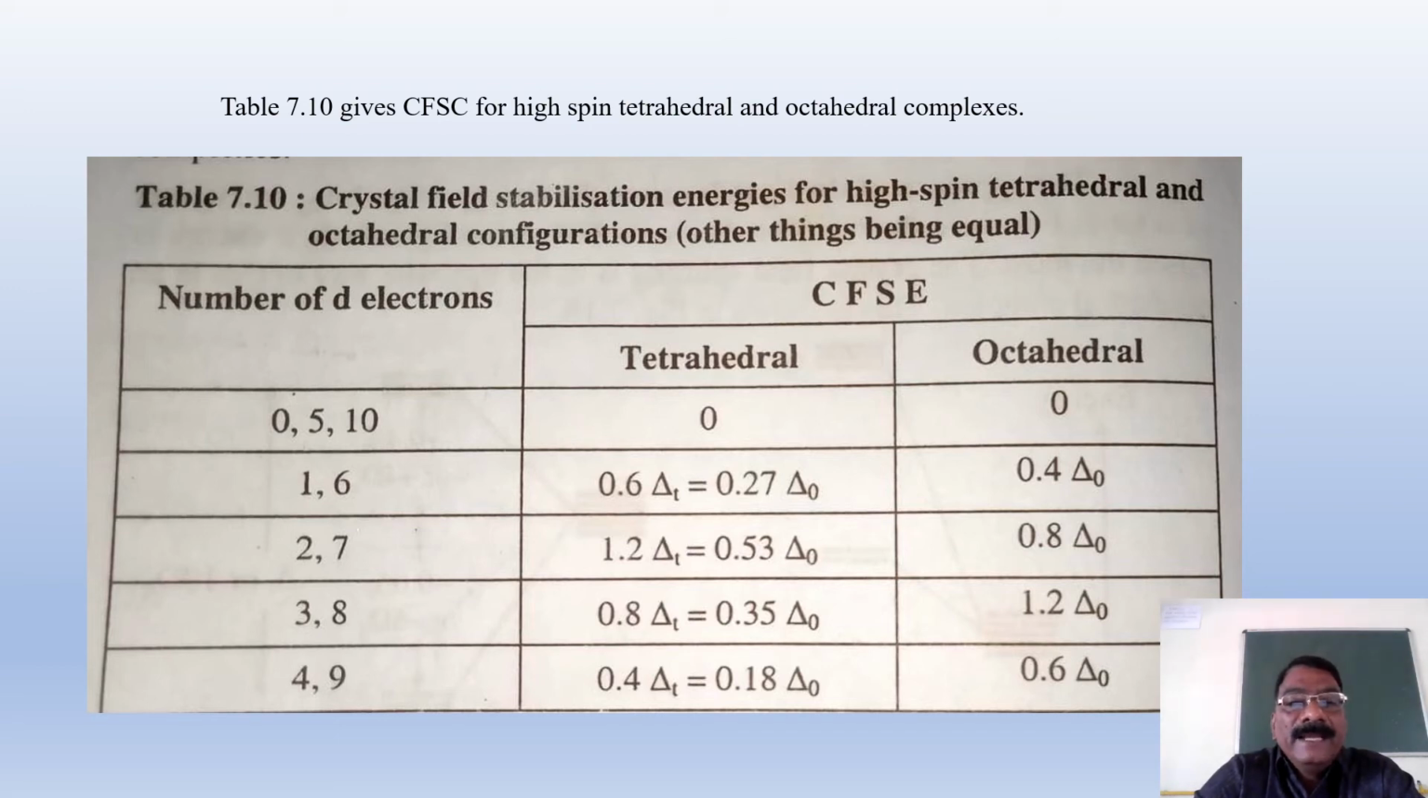Similarly for 3 and 8 electrons, it is 0.8 delta T. Converted to the octahedral field, it becomes 0.35 delta O. But actually for the octahedral complex, it is 1.2 delta O. For 4 and 9 electrons, the tetrahedral CFSE is 0.4 delta T. Converted to octahedral, it becomes 0.18 delta O, while for the octahedral it is 0.6 delta O. Thus there is a difference in CFSE for tetrahedral and octahedral, and this indicates that tetrahedral splitting always has a lower extent, or lower field, than the octahedral complexes.